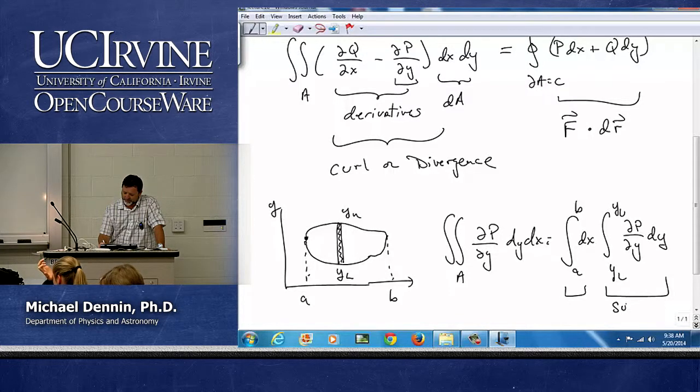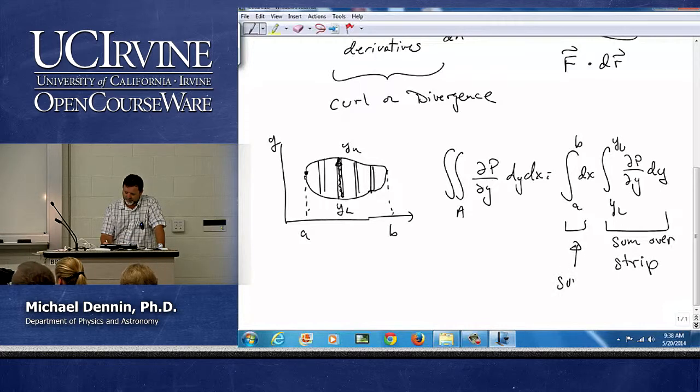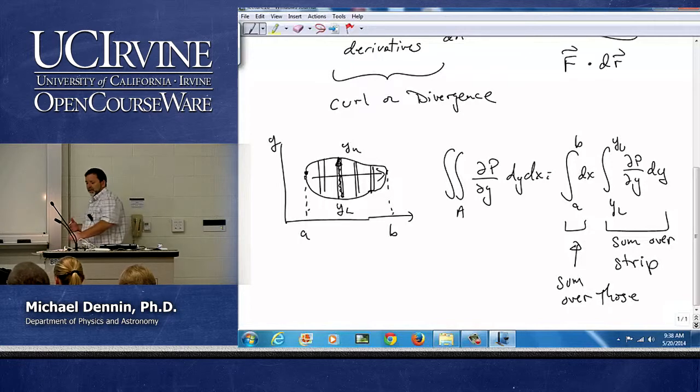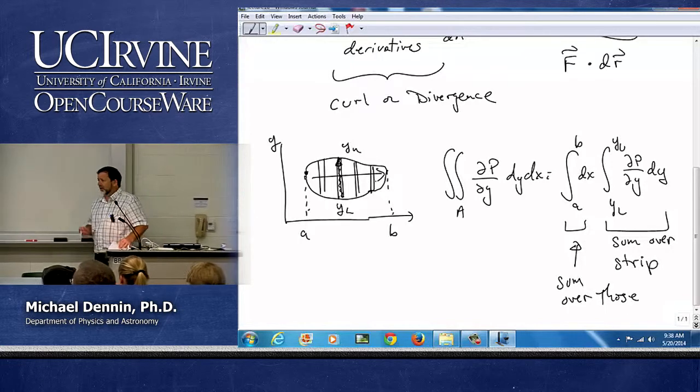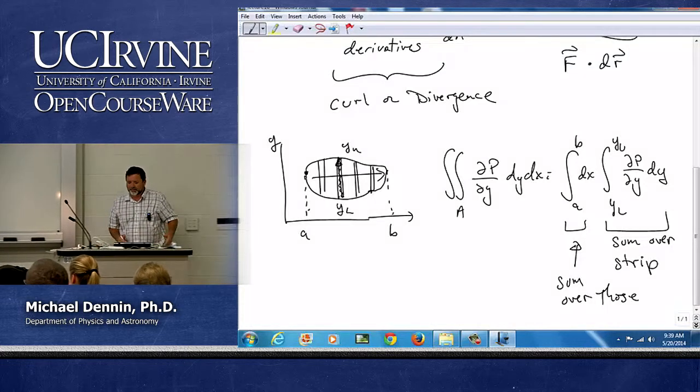So this is the sum over the strip. So the first thing I do is I sum up from y lower to y upper. Once I get all these strips, I then sum over those, like that. So that's basically the fundamental definition of this area integral. So I want to make sure you have that picture in mind.